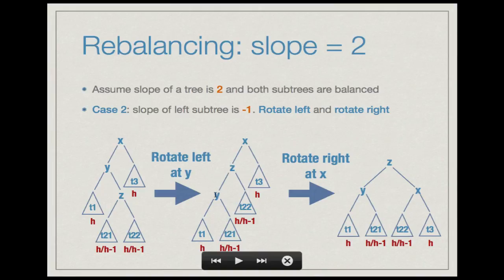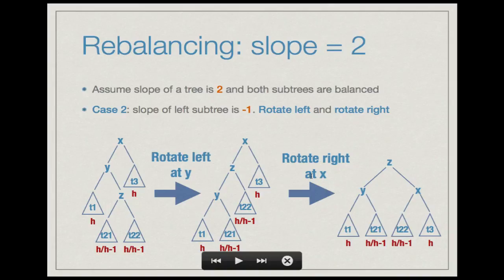Because the left subtree rooted at Y now has height H plus 1, because T1 is of height H. But if the right subtree has height only H minus 1, then there will be an imbalance at Z, and this imbalance would be caused by its slope being 2. To fix this situation, we do a simple trick, which is to do a rotate right at X.